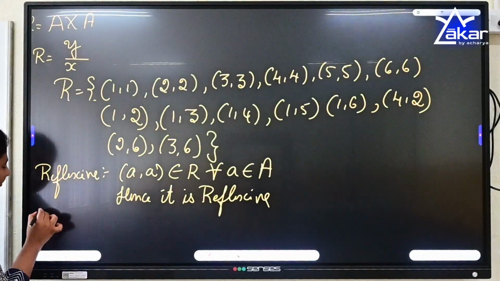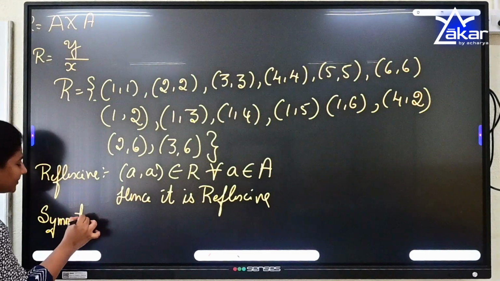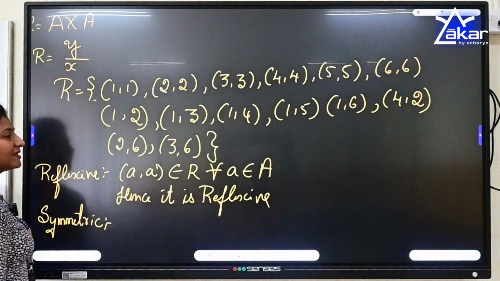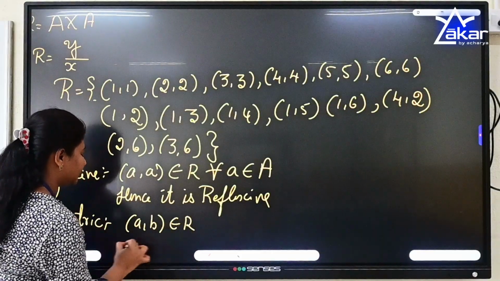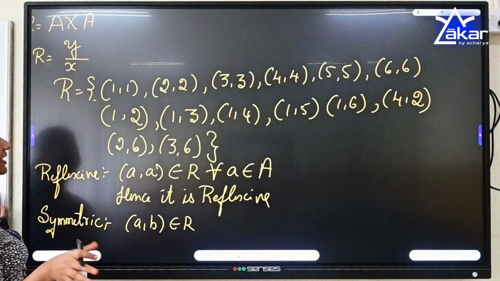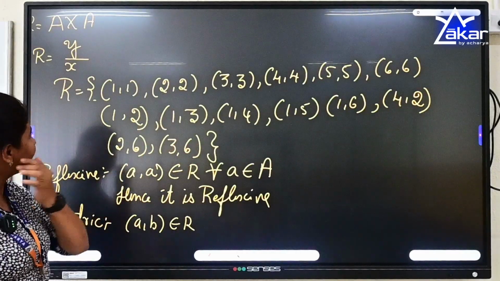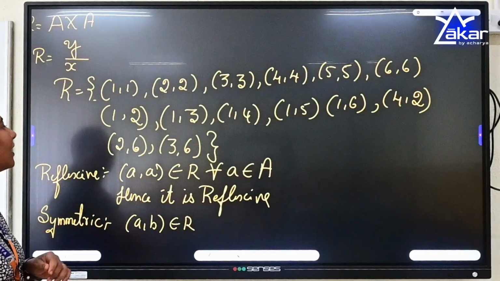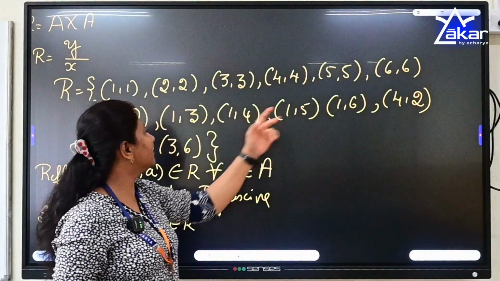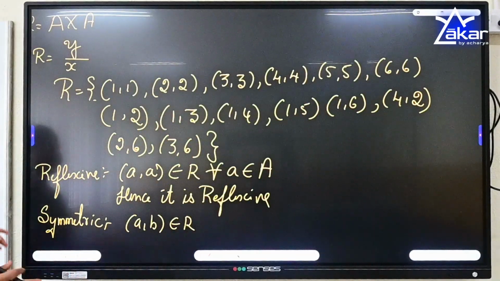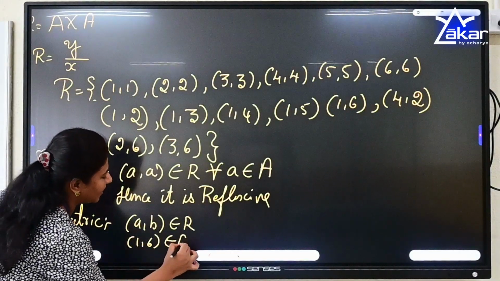Next, check for symmetric. Is that possible? For the symmetric conditions, what is the condition here? A comma B belongs to R. So this implies, let us check any kind of 2 elements. I will take the elements 1 and 6. If I take 1 comma 6, is there any presence of 6 comma 1? No. So 6 comma 1 is not possible. That is, 1 comma 6 belongs to R.